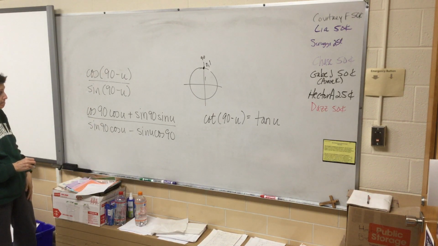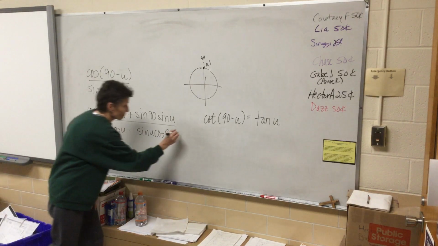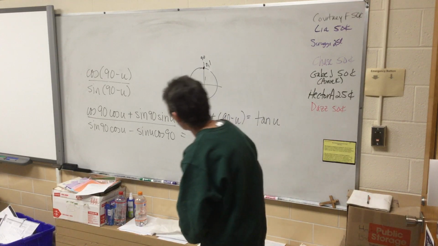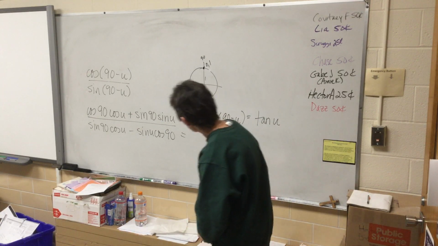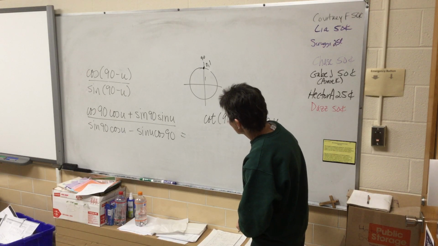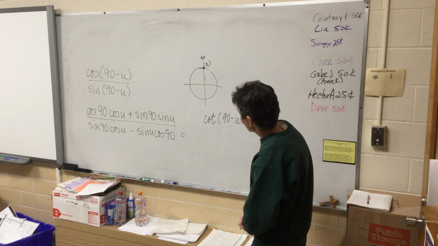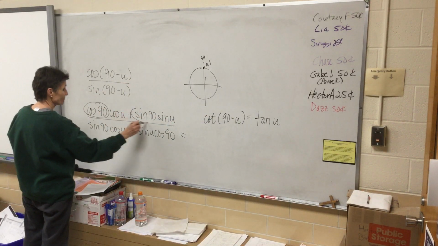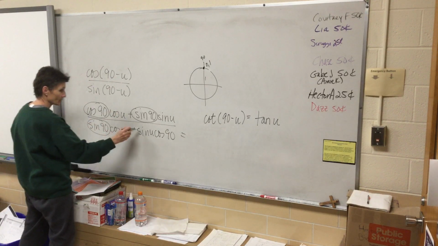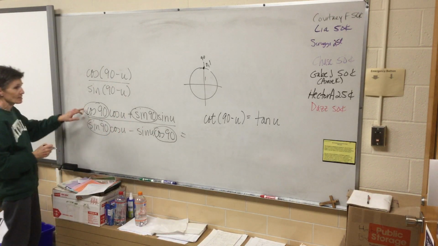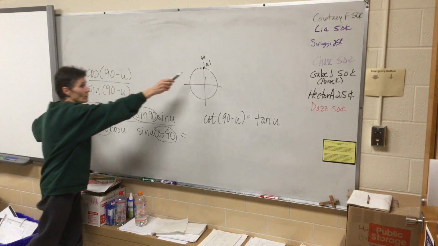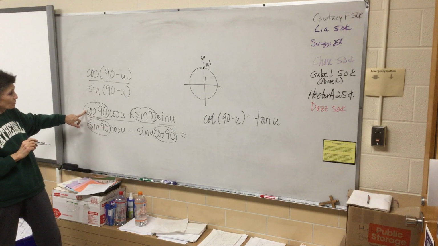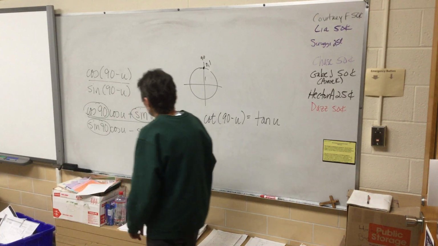Boy, that's a mess. We're almost done, guys. We're going to quit as soon as we're done with this problem. What do you think we need to do next? Well, can I plug in the cosine of 90 and the sine of 90? Can I plug these numbers in? What is the cosine of 90? Look up here. What's the cosine of 90? Cosine is which letter? x. Would be 0.